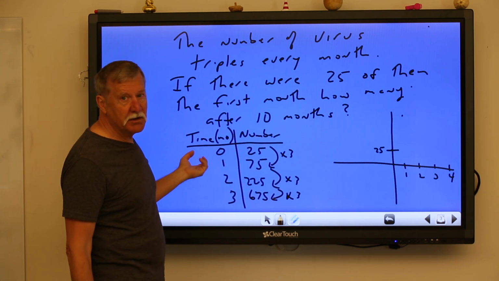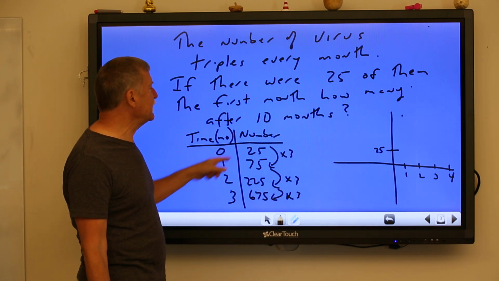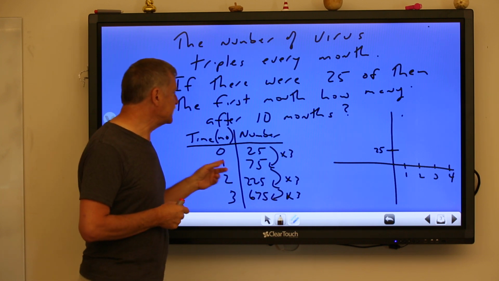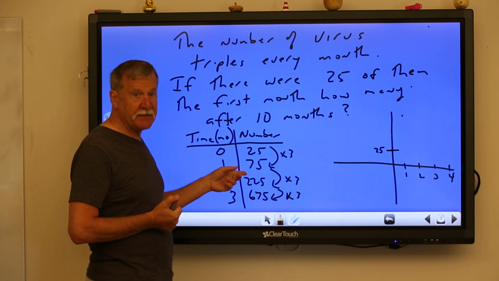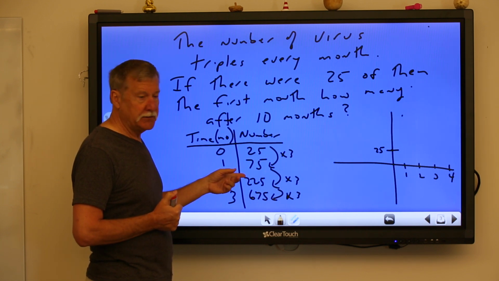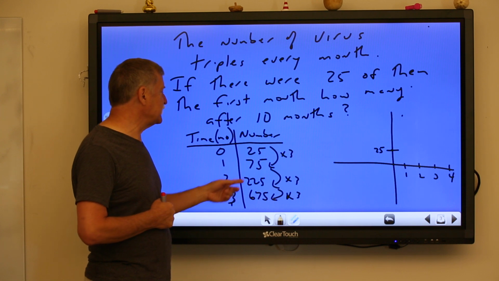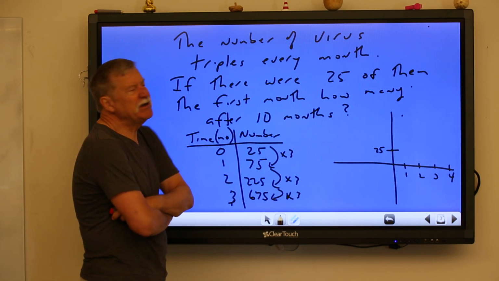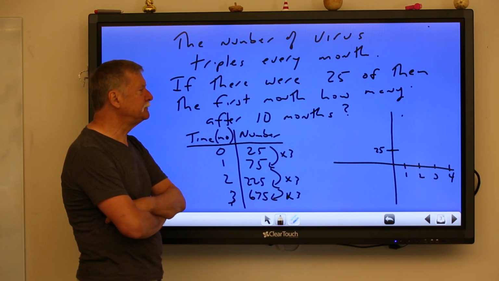And at time zero, beginning, we have 25. After 1 month, that 25 has tripled, multiplied times 3. And so after 1 month, we've got 75. After 2 months, that 75 has tripled to become 225. And after 3 months, the 225 has tripled, and now we're up to 675. Now we could keep doing that 10 times, but that gets to kind of hang out after a while, right?